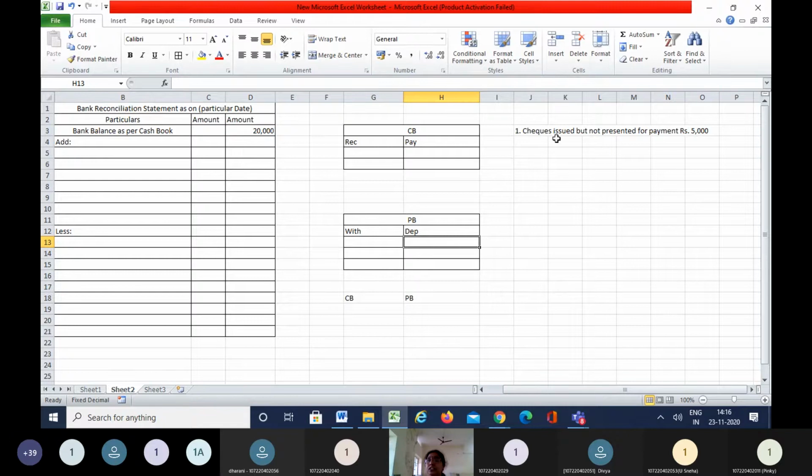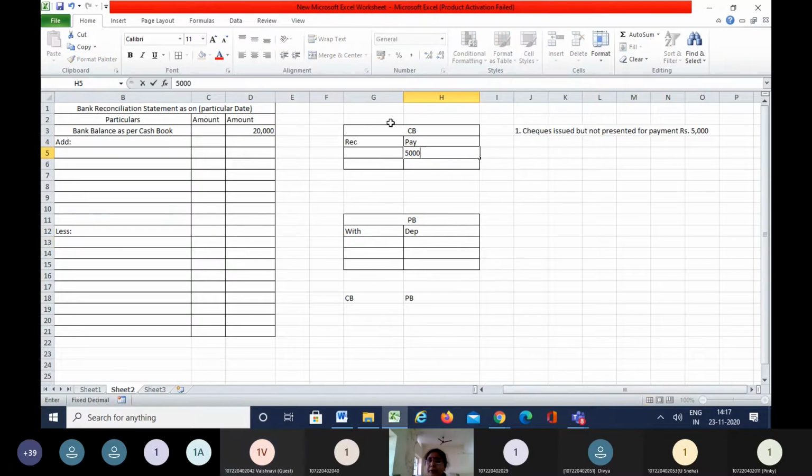Now here, what did I say? Checks issued but not presented for payment. I hope you all have understood the exact meaning of checks issued but not presented for payment. Can anyone come forward and tell me what this means and how the effect of this transaction is to be given in the cash book? Ma'am, decrease in cash flow. Okay, where are you going to record this? As per cash book, on the payments side. Yes, as per the cash book, this has to be recorded on the payments side.